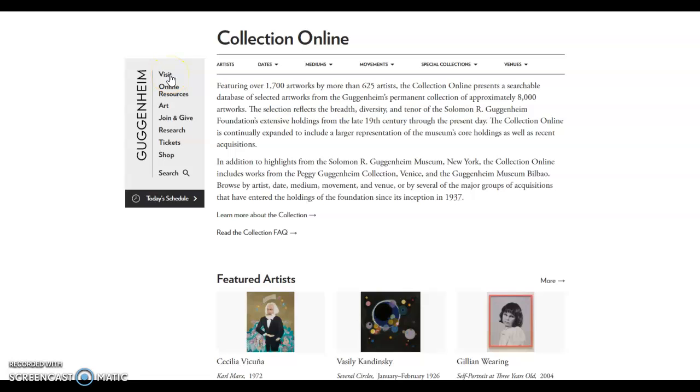You can go to look at the visit. They have online resources. You can join and donate to the foundation. There's research you can look at, tickets to attend if you decide to go in person, and then there's shop online as well. They offer lots of online information.